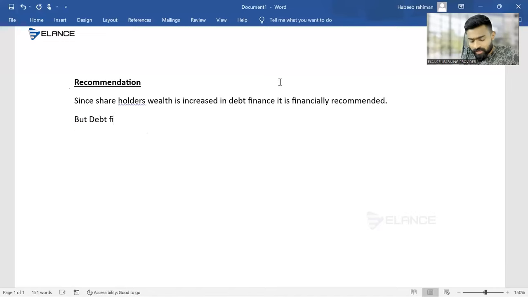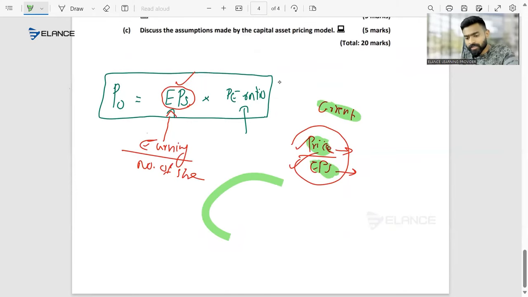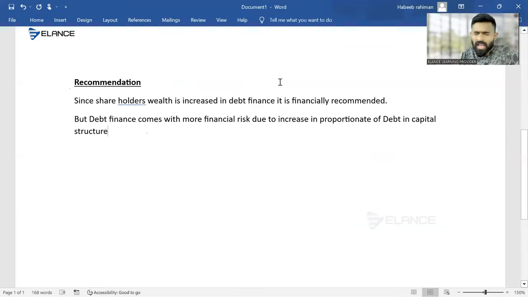But debt finance comes with more financial risk due to the increase in the proportion of debt in the capital structure. Hope you guys know that. Capital structure means the relationship between equity finance and debt finance. As debt finance increases in the capital structure, does financial risk increase or decrease? It will increase, right? But we still recommend it.